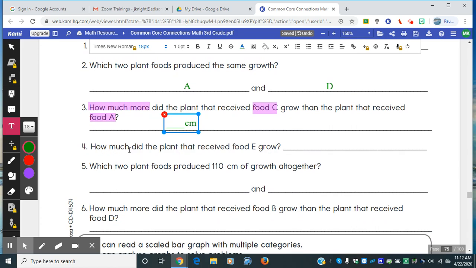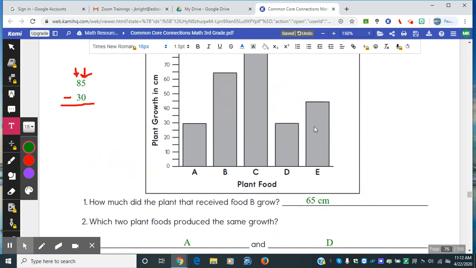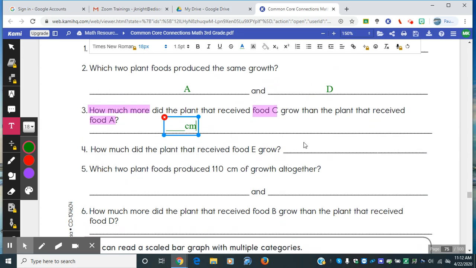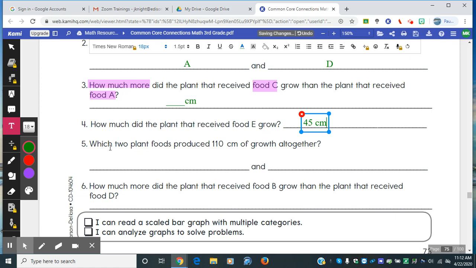Number 4, how much did the plant that received food E grow? All right, so let's go look at food E. And we go up, we go over, and it's stopping right between the 40 and the 50. And what's halfway between 40 and 50? If you said 45, you're right. And remember, we're going to put it as 45 centimeters. The next question asks, which two plant foods produced 110 centimeters of growth altogether?